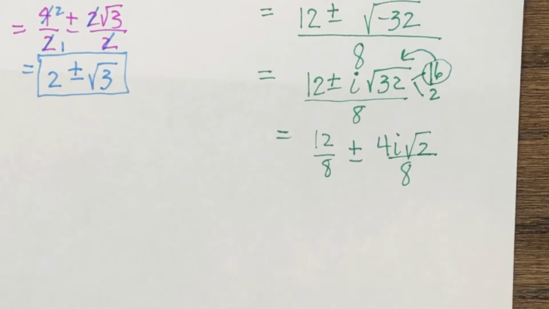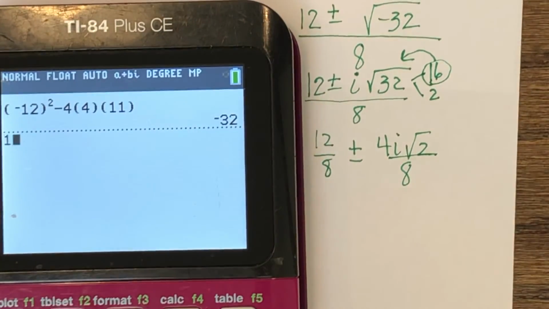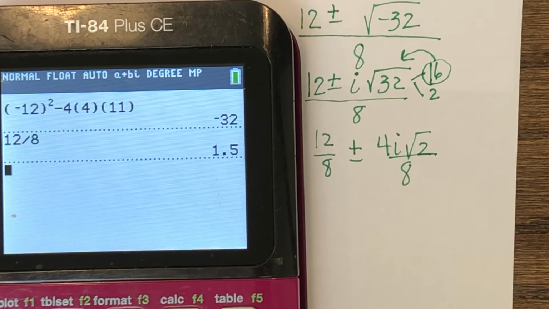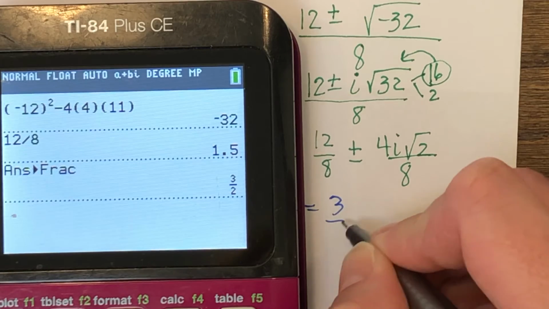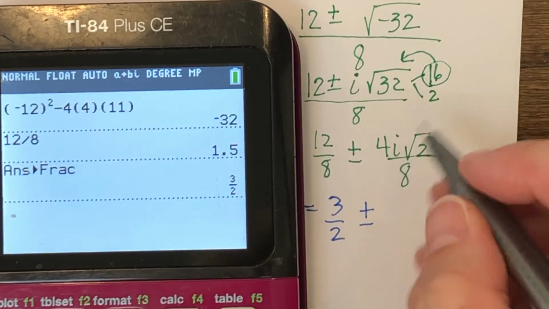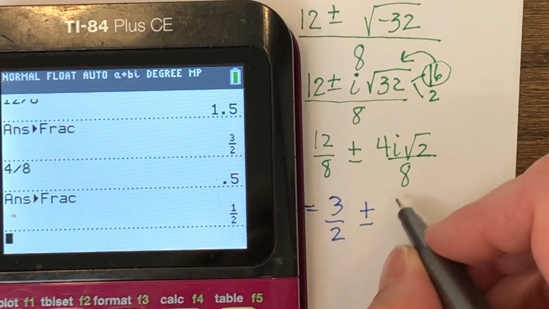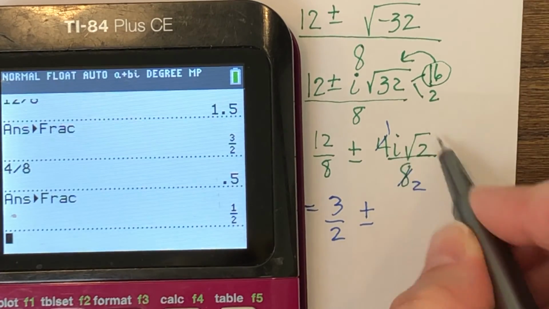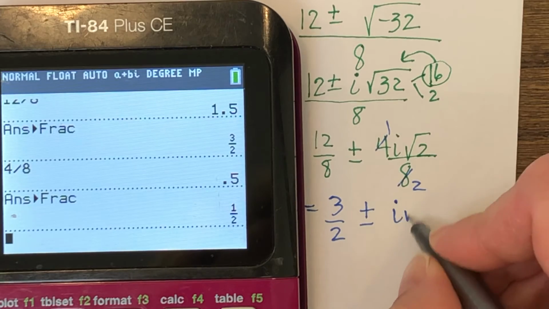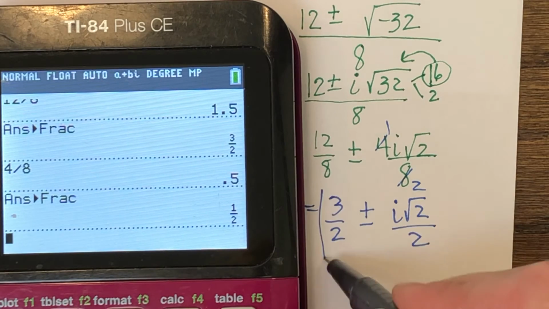And then it's a matter of cleaning up those fractions. Okay, if you don't know what they are in your calculator, like 12 over 8, do 12 divided by 8, enter, and then math, enter, enter. So that's going to give us 3/2 plus or minus. Same thing here, you could do 4 divided by 8, enter, math, enter, enter, to give you 1/2, so it's like 1 over 2. On top with the 1, we have the i square root of 2, so we could just put i square root of 2 over 2. And there's your answer.